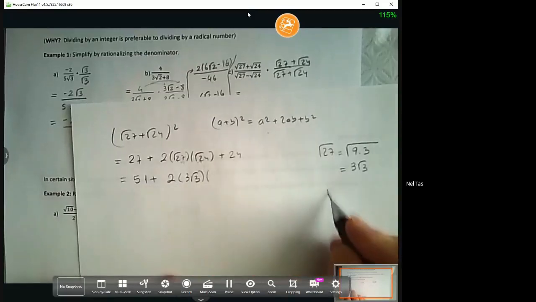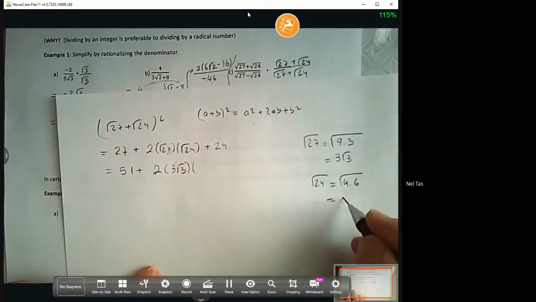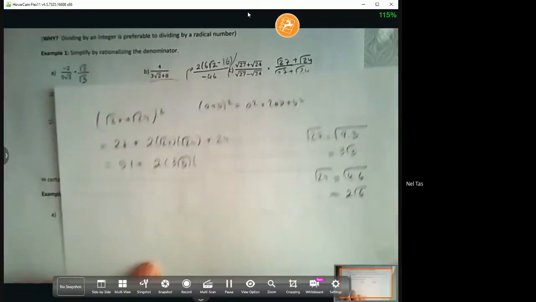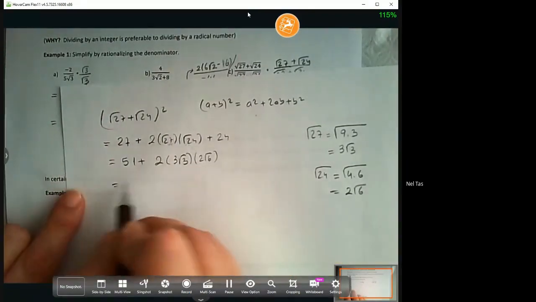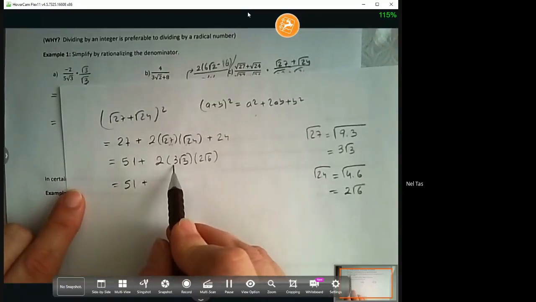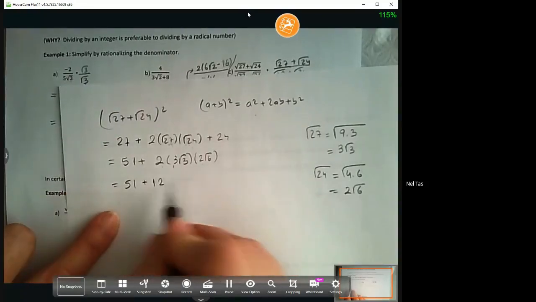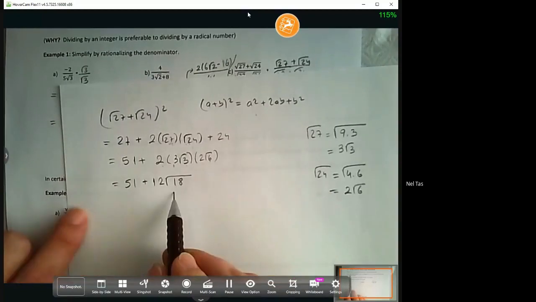Root 24 can be written as root 4 times 6, and that gives you 2 root 6. So what do we have here? 2 times 3 times 2. 2 times 3 is 6. 6 times 2 is 12. Root 3 times 6 is 18.